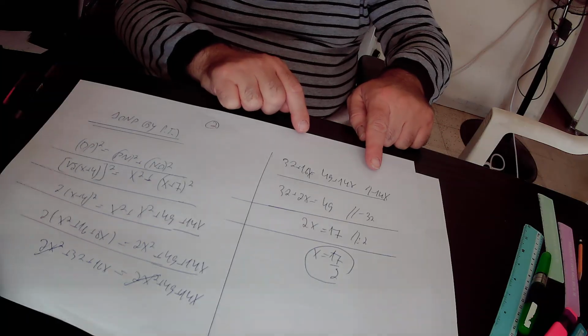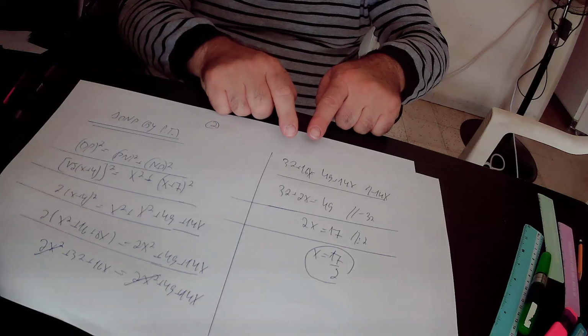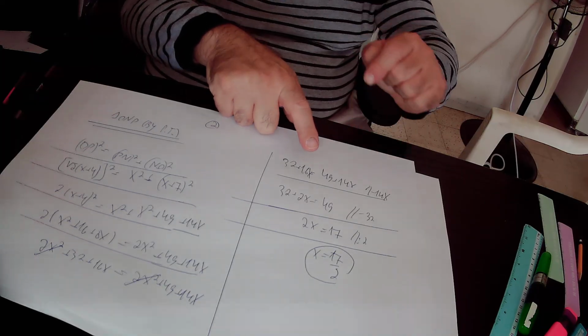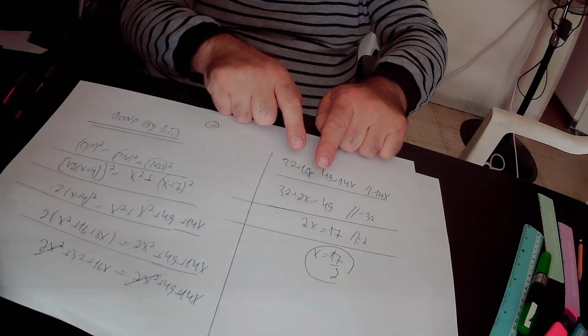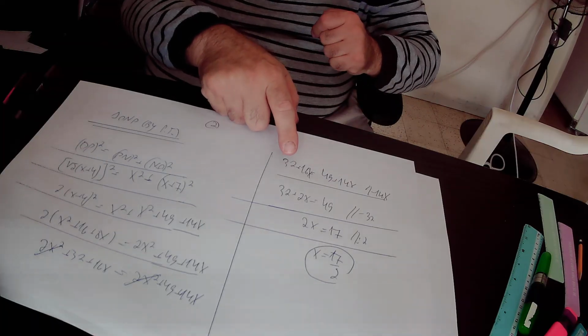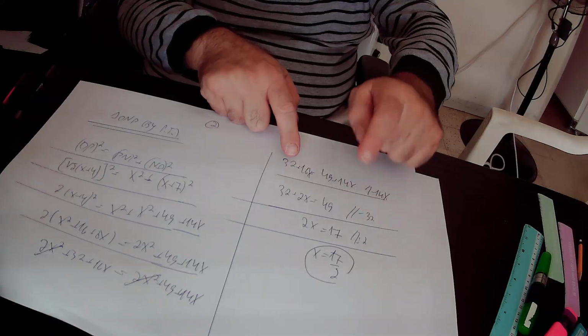Here we subtract 14x from the equation, and we find that 32 plus 16x minus 14x is 2x, and it equals 49. Here we subtract 32 from the equation, and we find that 2x equals 49 minus 32, which is 17. Here we divide the equation by 2, and we find that x equals 17 halves.